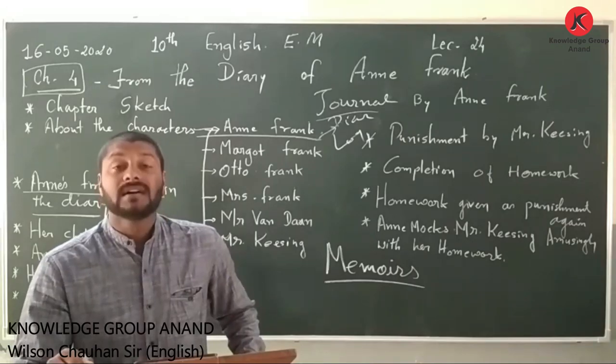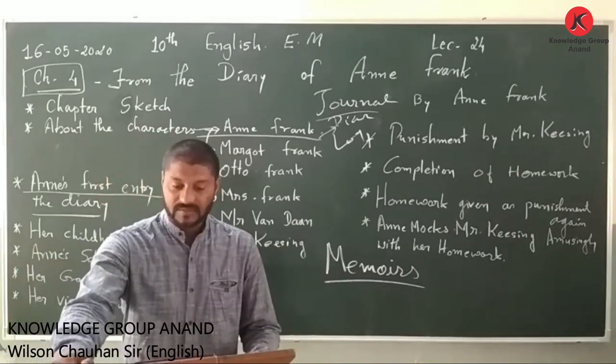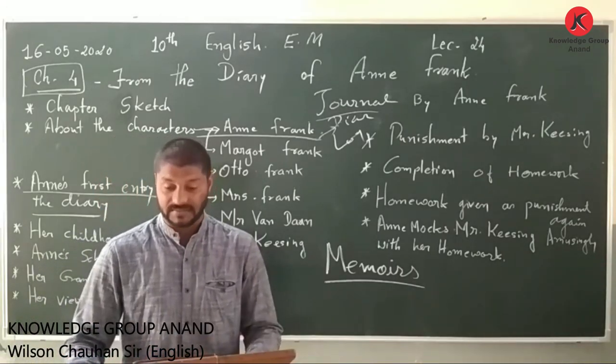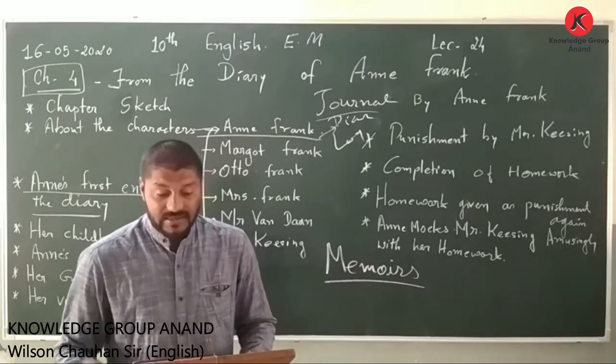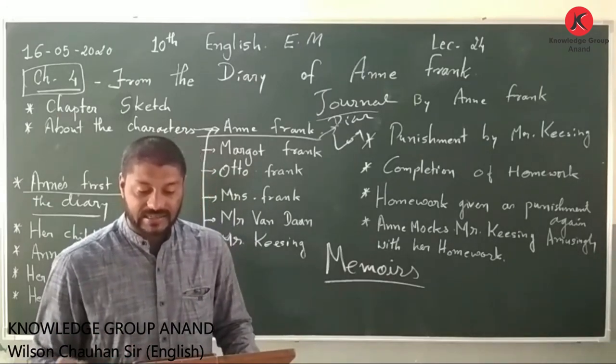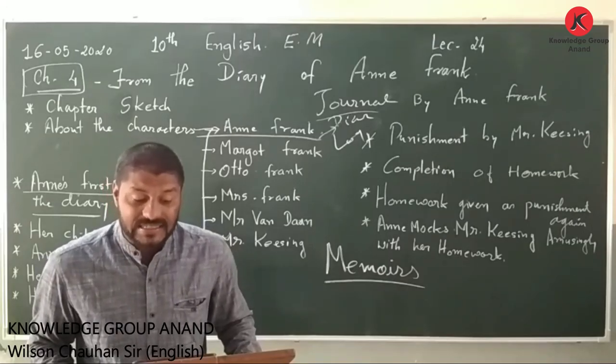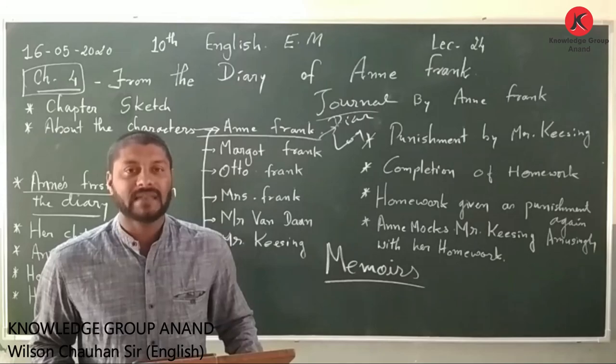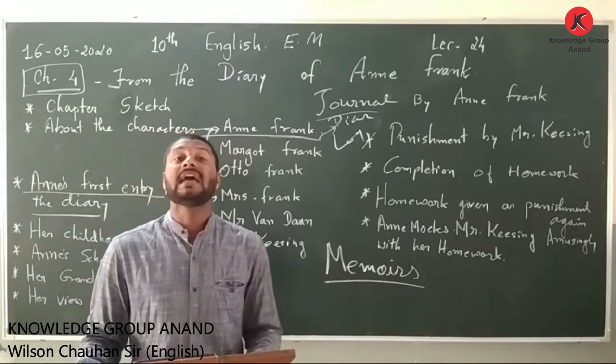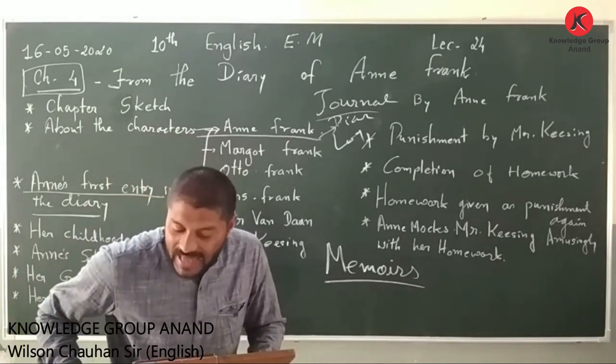Anne Frank, a 13-year-old girl, was gifted a diary by her father. So she decided to write in her diary, which she considered to be her best friend in loneliness, and named it Kitty. Can we ask what was the name of her diary? Kitty.